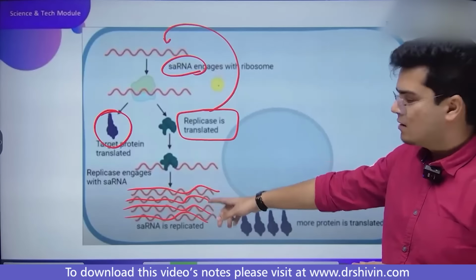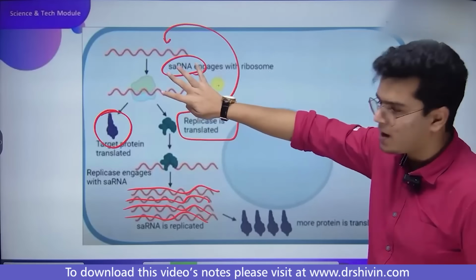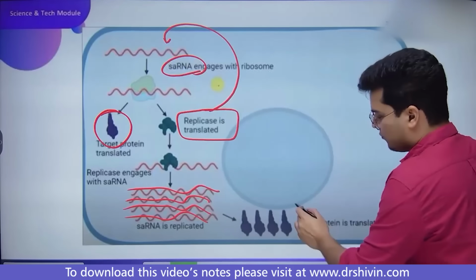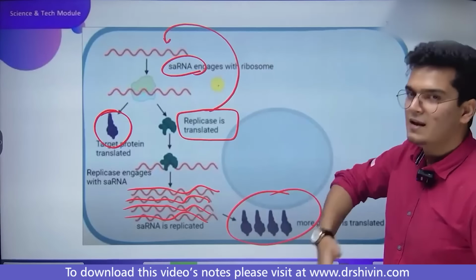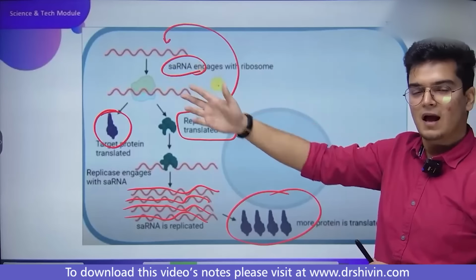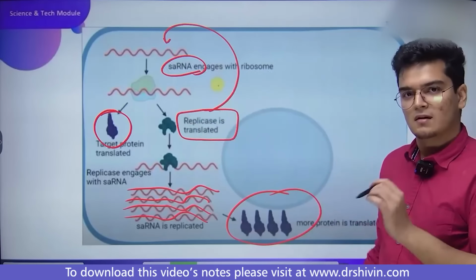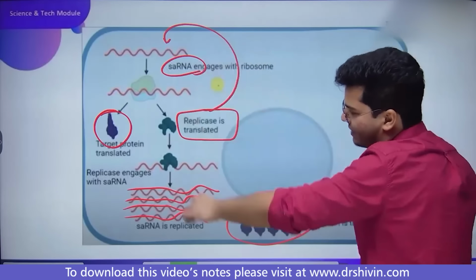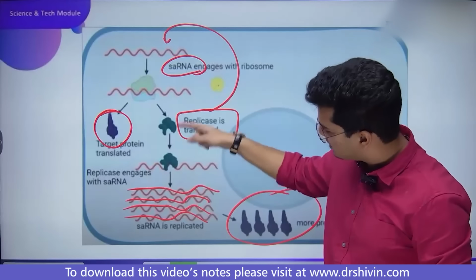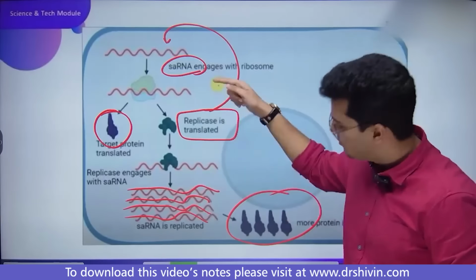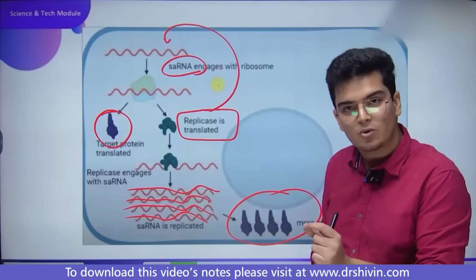Now what will happen? Again my ribosome will now have 4 mRNA. So it will code for 4 antigens and 16 such proteins. Then it will have 16 mRNA and 64 such proteins, right? So this replication will happen over and over because I am giving the information for the replication protein also with the mRNA. Now why am I doing this?